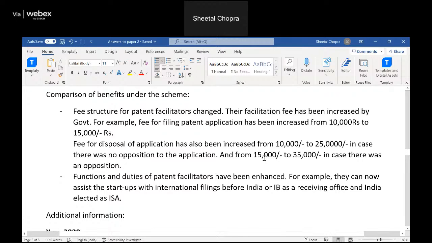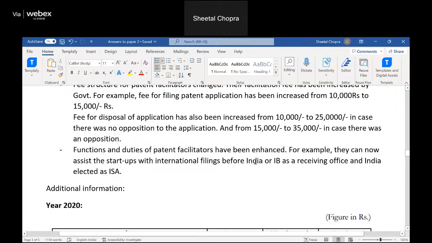Also, there is another change in the fee itself, which is at the time of disposal of application. They'll be paid 25,000 instead of 10,000 if there was no opposition. And if there was an opposition, then instead of 15,000, they now get 35,000. So it's a good incentive for IP facilitators to work for Indian startups now.